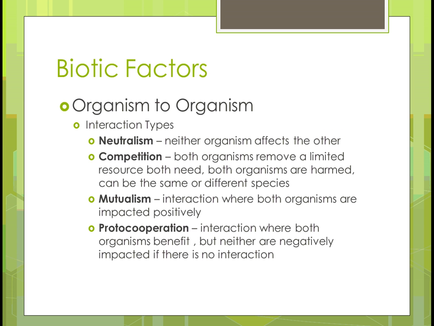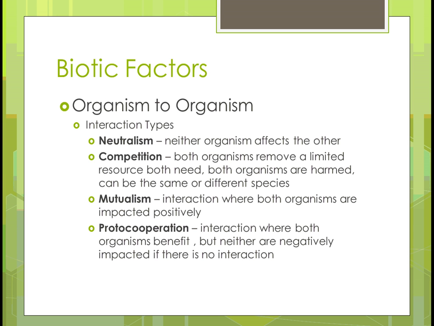Looking at some of the interaction types, there's neutralism, where neither organism is going to be affected by the other. There's competition, in which each organism is fighting to get what it wants, which resource, okay, but in the long run, both organisms are probably going to be harmed, and it can be two of the same. It could be two bees fighting for the same pollen, nectar. There's many different ways, and we'll see some examples as we go along in here, and then you'll see them out in real life, too.